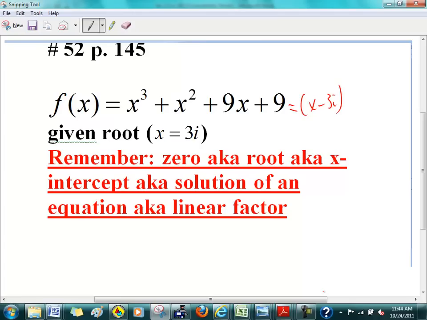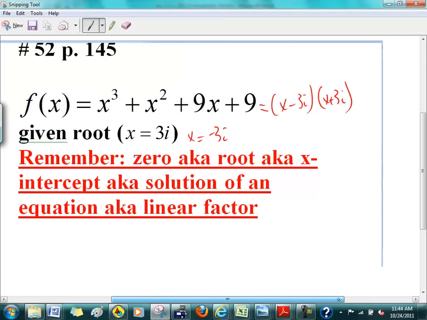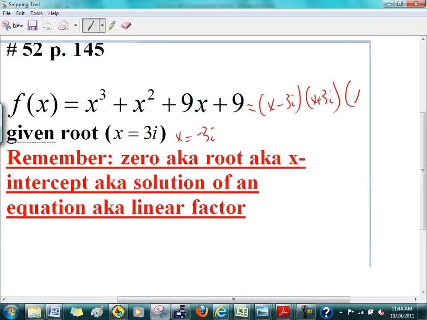It's the conjugate. So you know that x equals minus 3i is also a root, because complex roots always happen in pairs, in conjugate pairs. So then this other guy is going to be x plus 3i. Okay, and then we need to find one more.